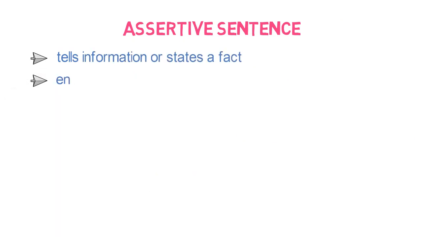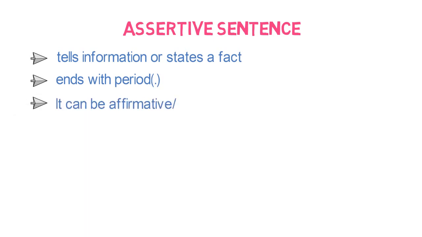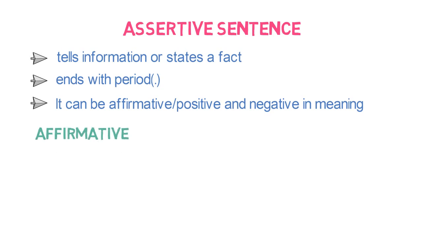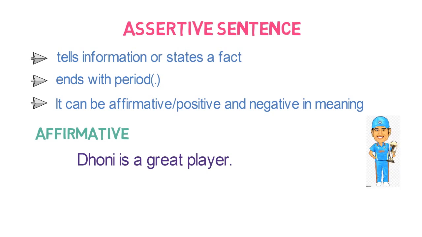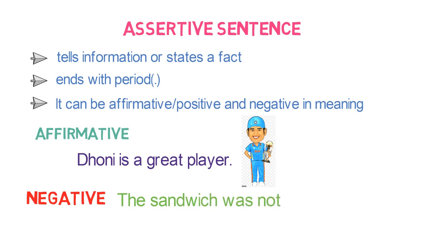What is an assertive sentence? Assertive sentence tells information or states a fact. It ends with a period. It can be both affirmative or positive and negative in meaning. Let me give you an example of affirmative sentence. Dhoni is a great player. Now, let me give you an example of negative sentence. The sandwich was not tasty. Here you can see that the meaning is negative. So it's a negative sentence.